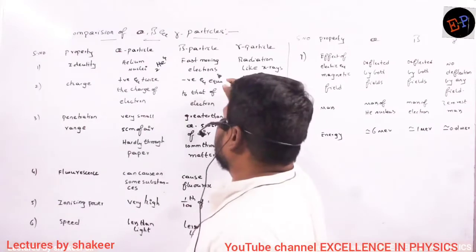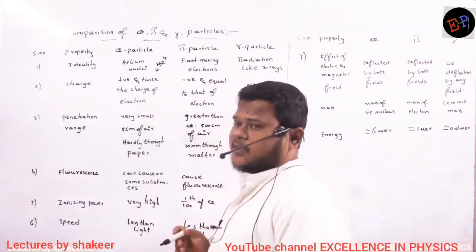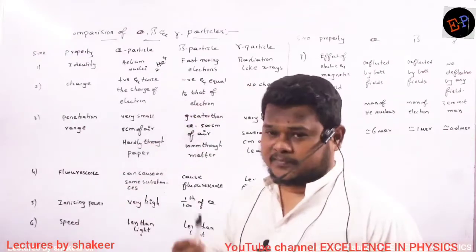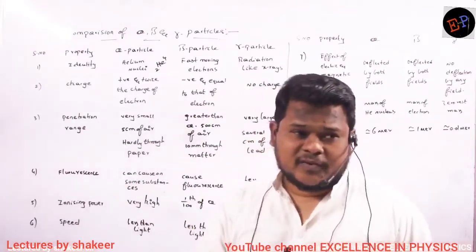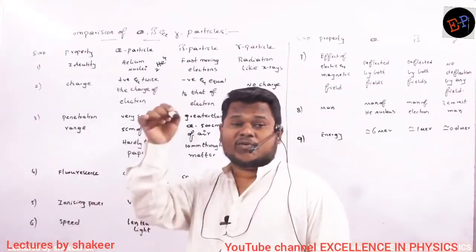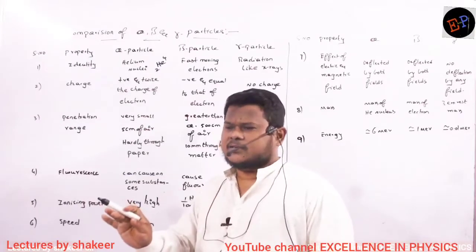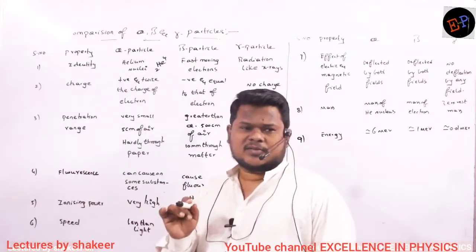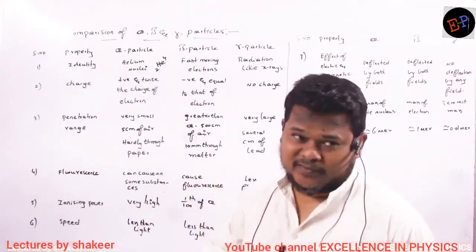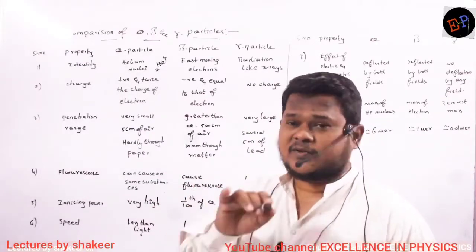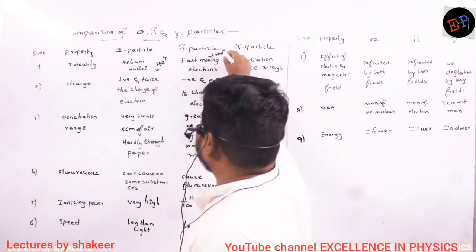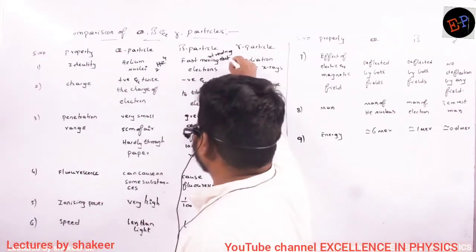And beta particles are electrons. Beta particles are nothing but electrons. But these are not the electrons that were revolving around the nucleus. These are electrons which are created inside the nucleus. But they are just like electrons only. Mass is the same, charge is the same. But they are not the electrons which are revolving around the nucleus. They are formed inside the nucleus. So here you can write: not revolving electrons.